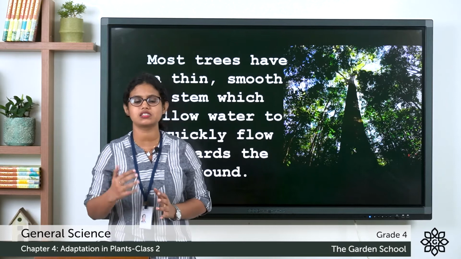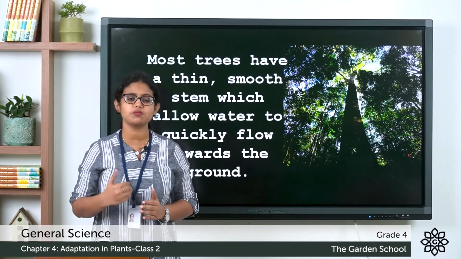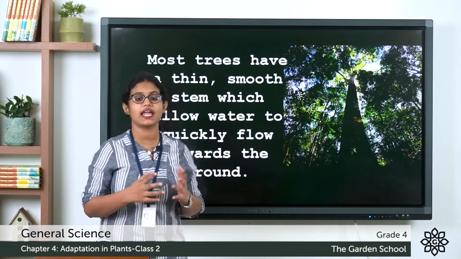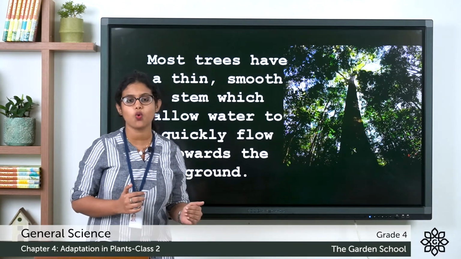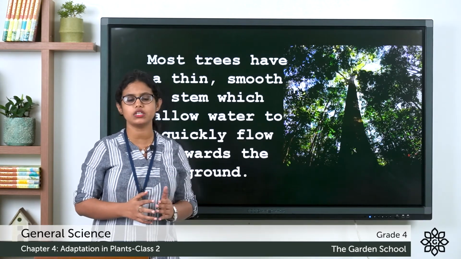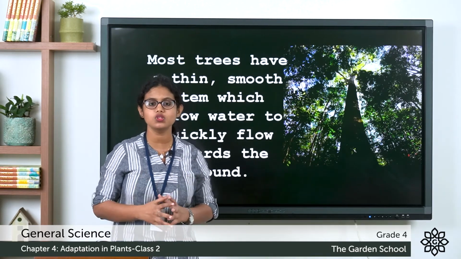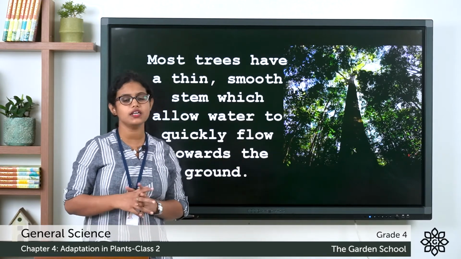As we discussed above, in rainforest, it gets maximum amount of rain throughout the year. And the trees have thin and smooth stem that allows the water to run off smoothly towards the ground. They have a smooth stem. This smooth stem allows water to run off smoothly towards the ground.